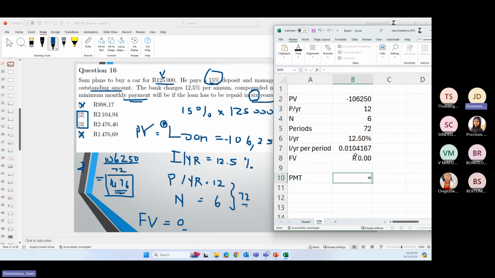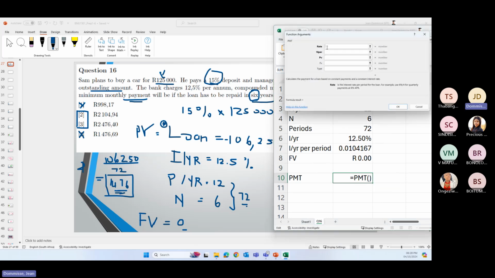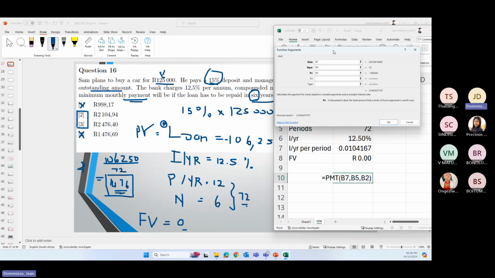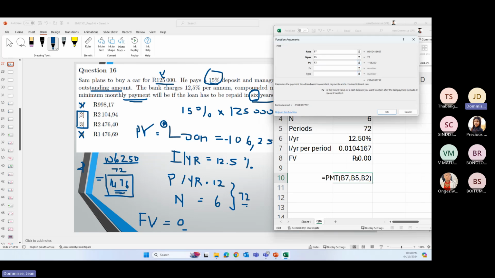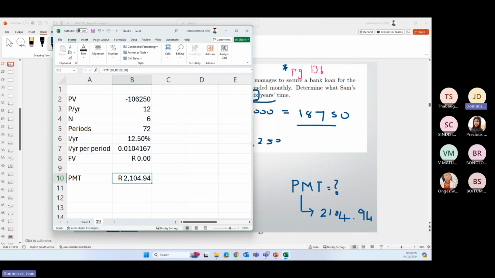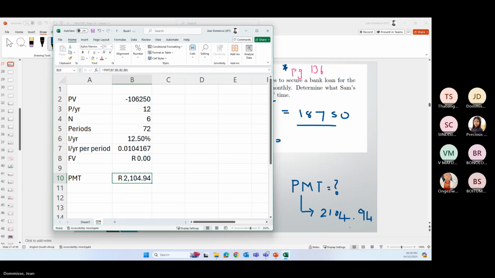So if we then need to work out PMT, there is a PMT function. PMT again looks at the rate, the number of periods, and your present value. We did not have a future value, it was 0. And there you will see exactly the same answer that we got with our financial calculator. We could also get it from Excel.